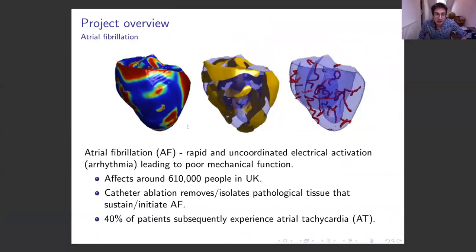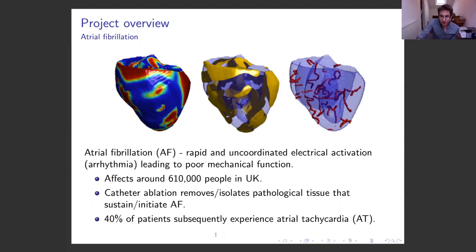This affects between about 600,000 and a million people in the UK at present. One way in which it's treated is by catheter ablation. A surgeon in a cath lab will pass an electrode through an artery in your groin onto the surface of your heart and put electrodes on the surface of the heart. Then they will do ablation marks, which I think of as burns on the surface of the heart. Those burns isolate or remove pathological tissue. They break up the waves and don't conduct electricity. So you think of them as being put in positions to try and stop these erroneous waves.